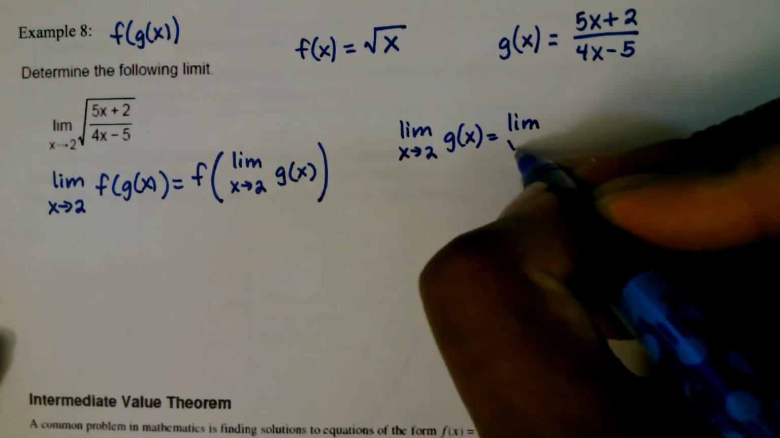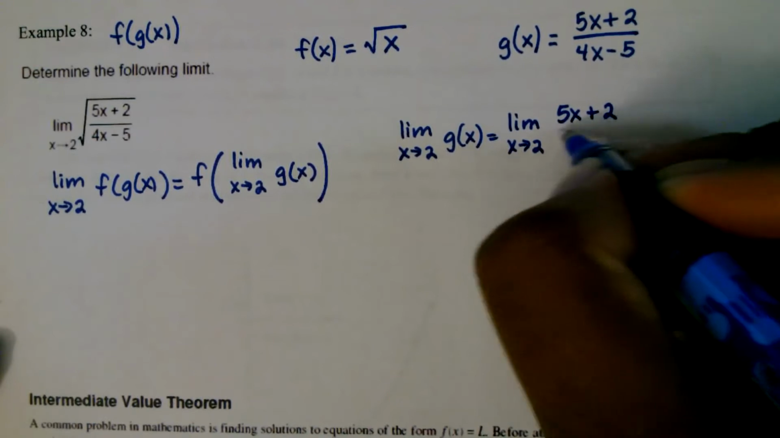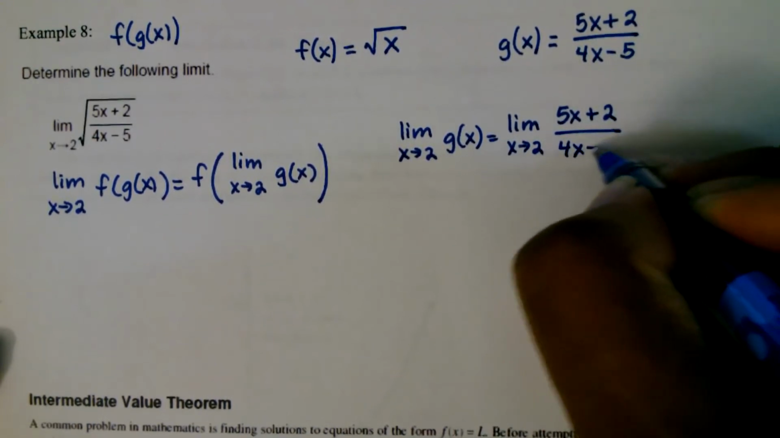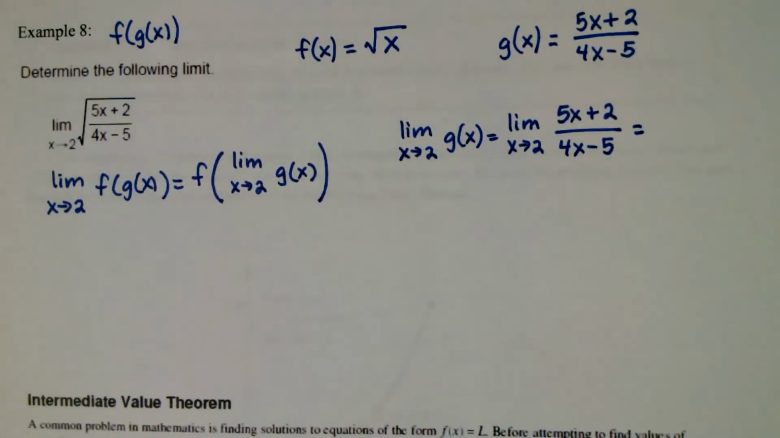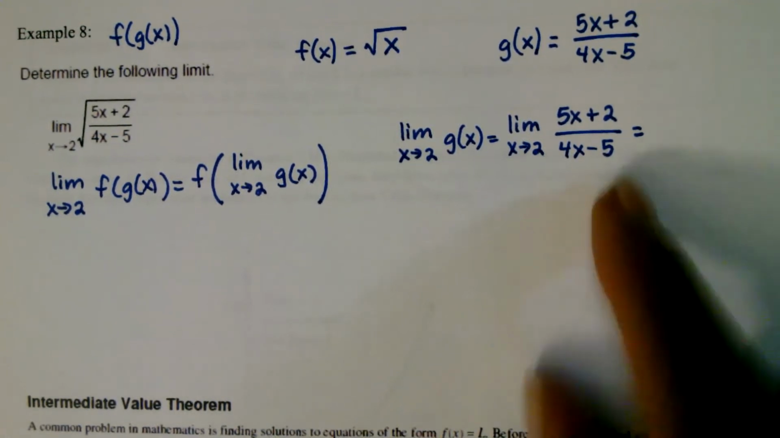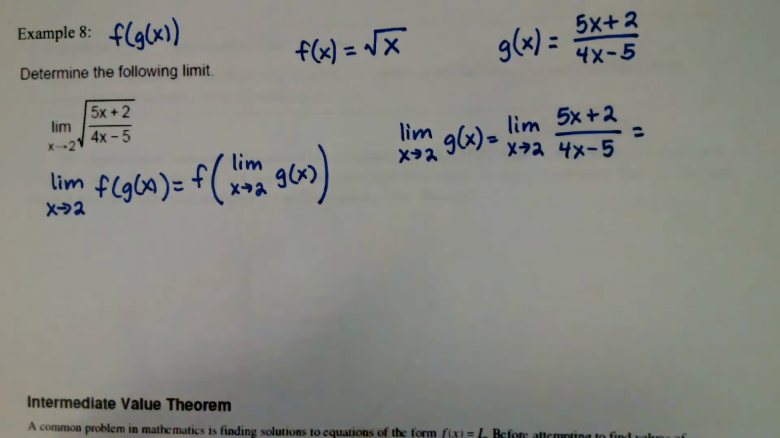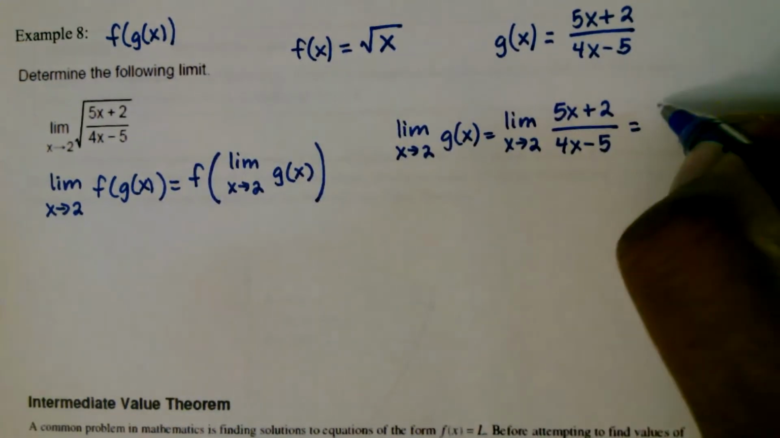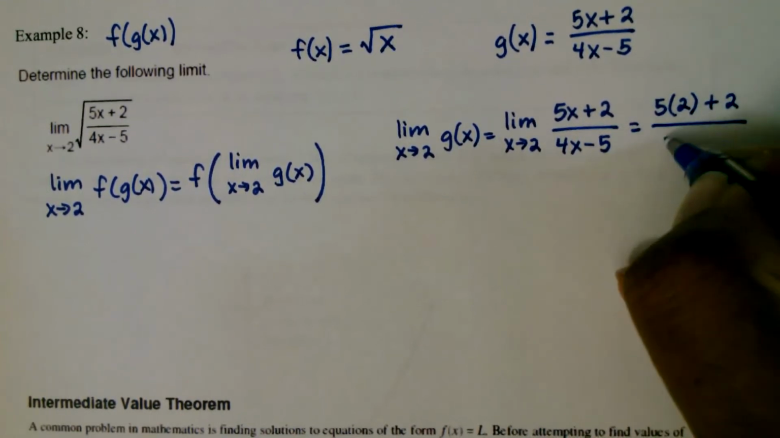Let's replace that, so it'd be the limit as x approaches 2 of 5x plus 2 over 4x minus 5. Now, when I substitute the x with 2, I will not get a 0 in the denominator. The only time that will happen is when x is equal to 5 over 4. But I'm not dealing with 5 over 4 here. I'm dealing with x approaching 2. So let's substitute x with the 2. Here I'm using direct substitution.